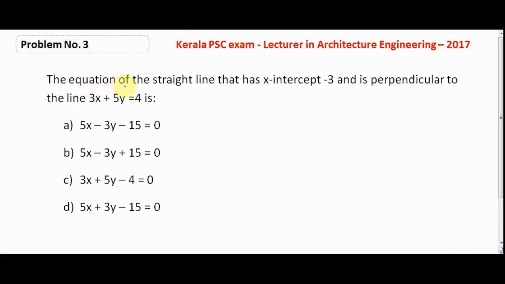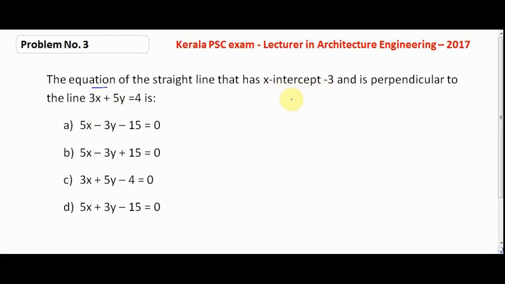The equation of the straight line that has x-intercept minus 3 and is perpendicular to the line 3x plus 5y equal to 4 is. So we are asked to calculate the equation of the straight line that has an x-intercept of minus 3 and is perpendicular to the line 3x plus 5y equal to 4.